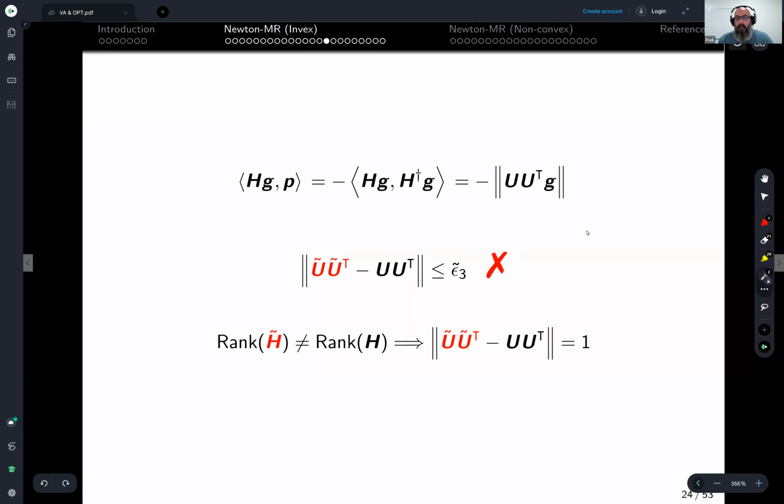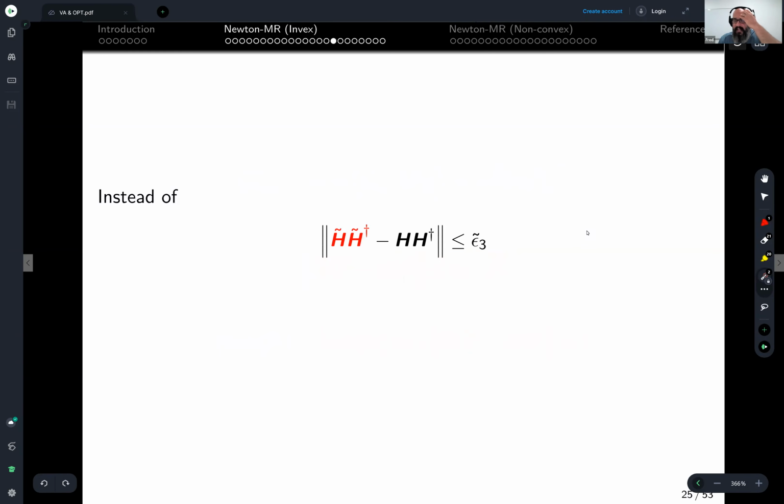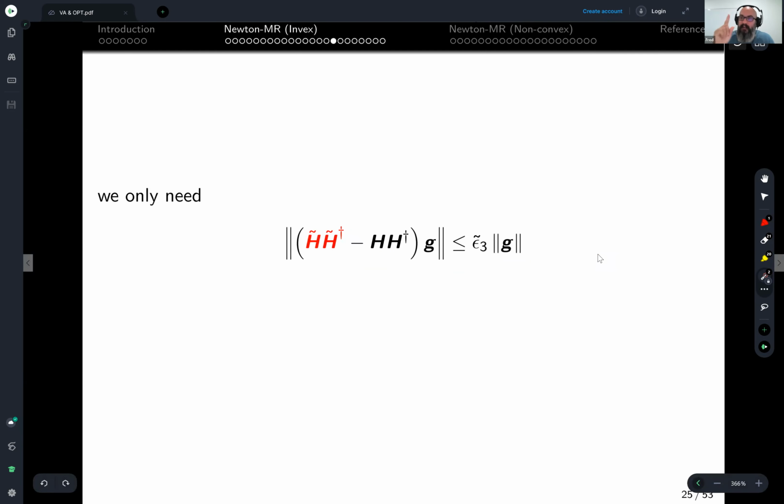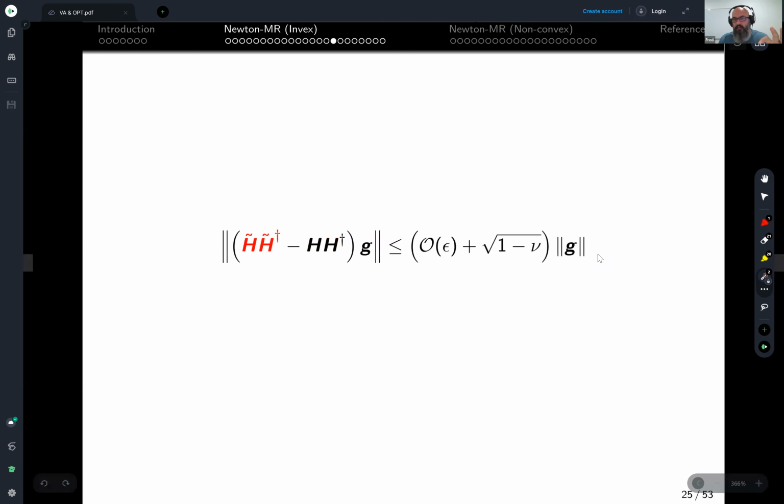But the thing that saved us was that instead of looking at the distance between the subspaces, which implies the norm of this projection matrices has to be within an epsilon for all vectors V, as a definition of a spectral norm, we realized that in a Newton-type algorithm, we don't want this distance to be smaller than epsilon for all vectors V. We only care about one particular vector, and that's the gradient. And it turns out by only looking at this quantity, we could indeed bound this distance to within an epsilon.